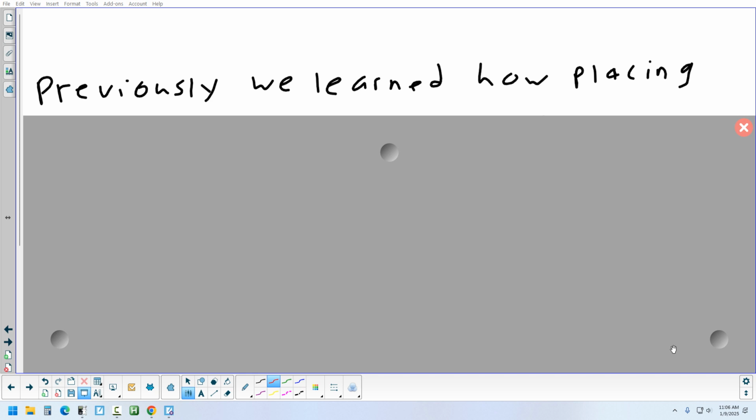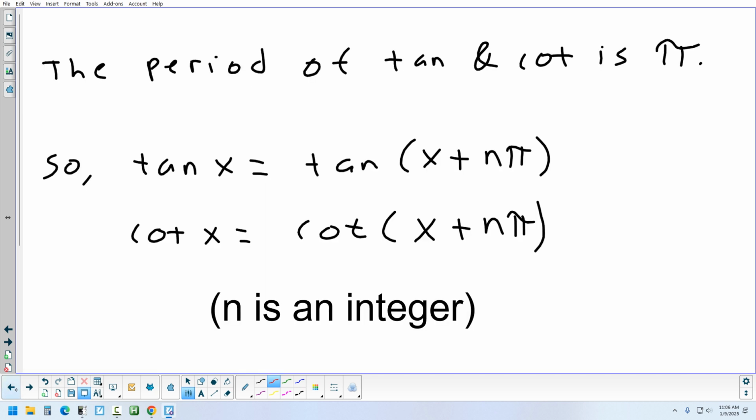All right, so we're going to pick up where we left off in 6.4 yesterday. We just talked about how adding a multiple of the period does not affect the answer. And for tangent and cotangent, remember the period is pi. For all the other trig functions, what's the period length? 2 pi. Yeah, 2 pi.